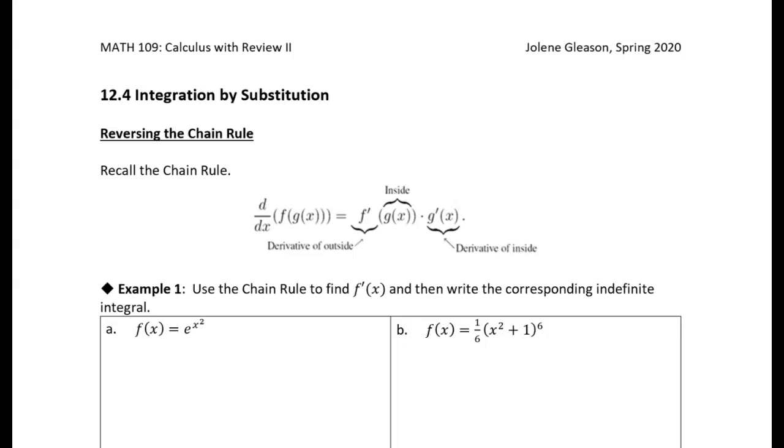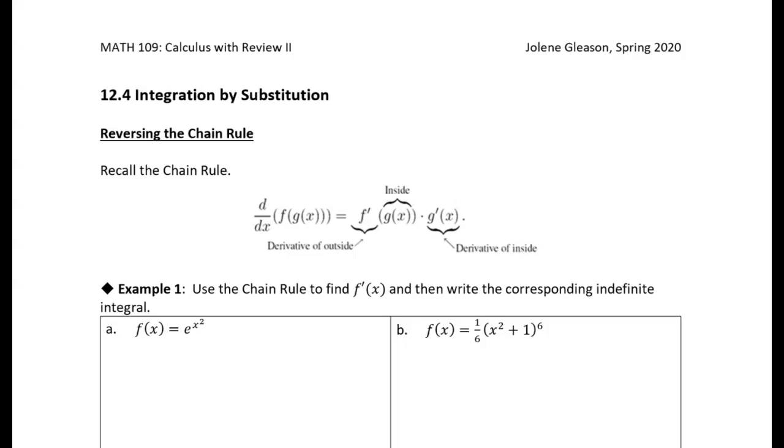We learned how to find the antiderivatives of basic functions, and now we're going to start to learn how to find integrals of not so basic functions, okay? And the first thing we're going to do is look at reversing the chain rule.